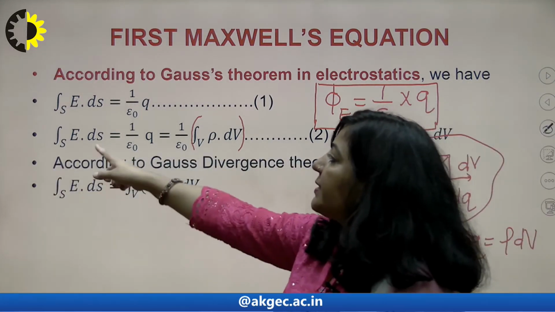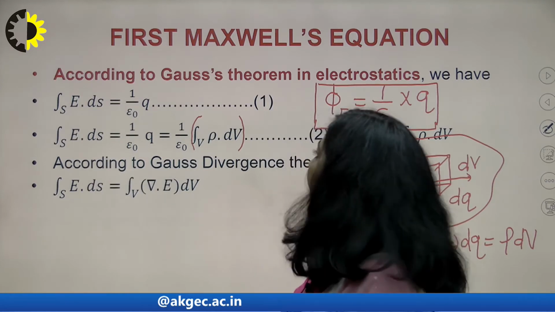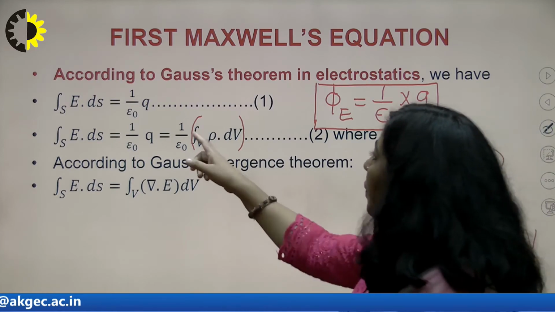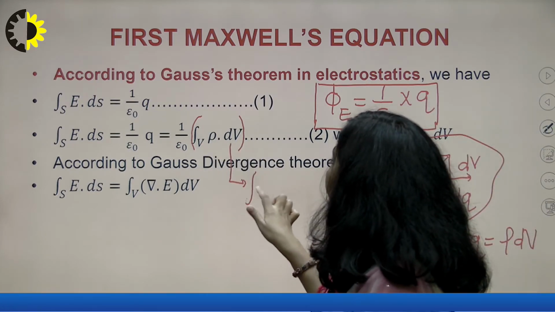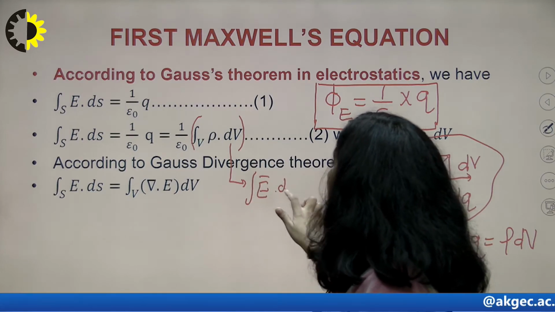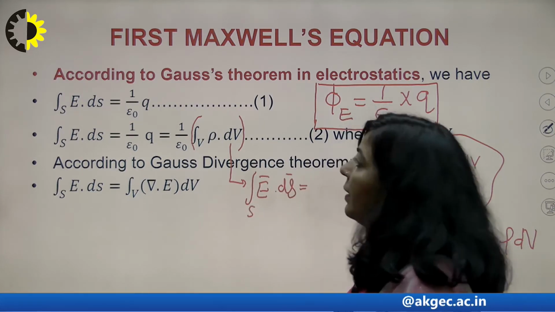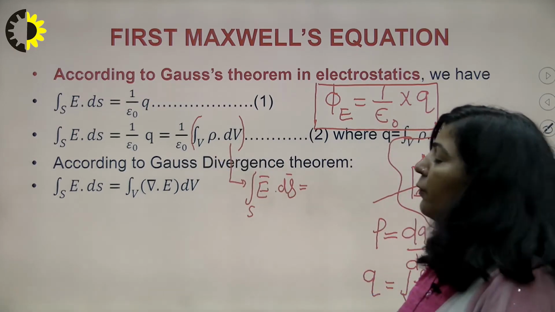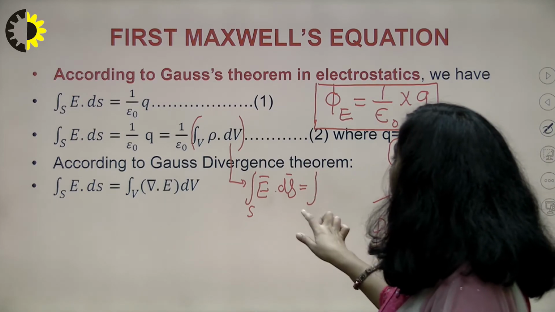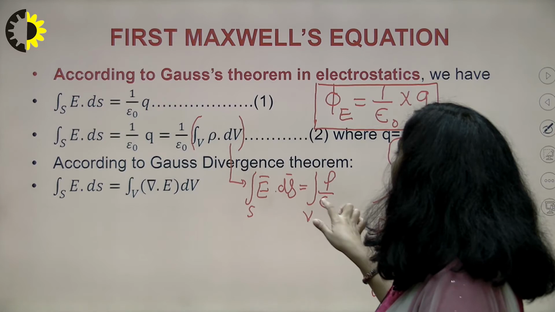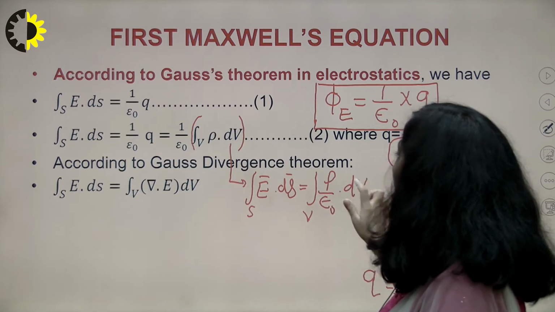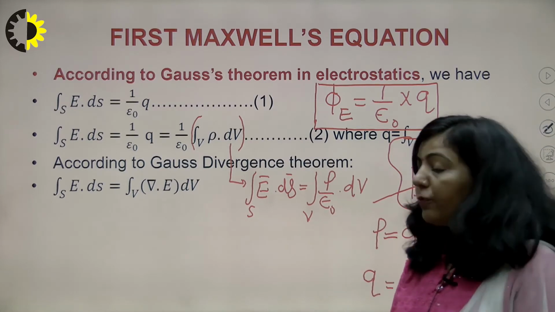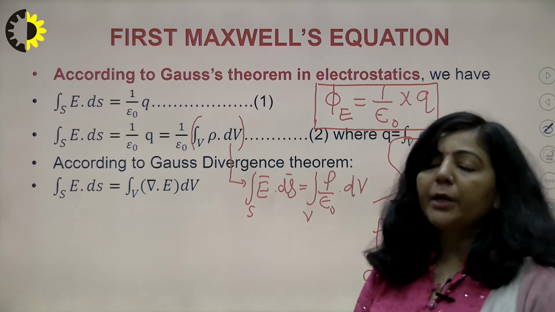Now you have a surface integral on left hand side and a volume integral on right hand side. So what I am trying to explain here, you have from equation number 2 surface integral of E dot ds, that is 1 upon epsilon naught times volume integral of rho. 1 upon epsilon naught is constant, so you can simply write it as volume integral of rho by epsilon naught. I hope this is clear that from 2 you can easily write that surface integral of E is volume integral of rho by epsilon naught.